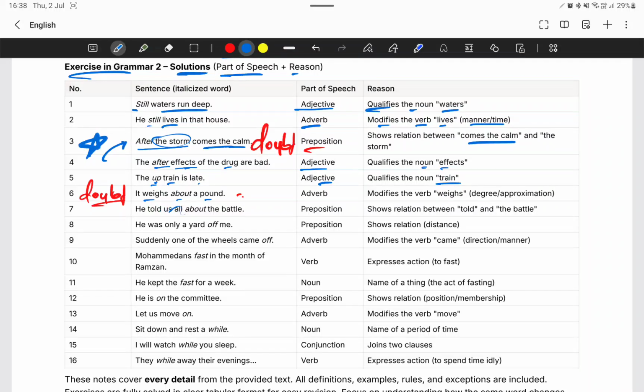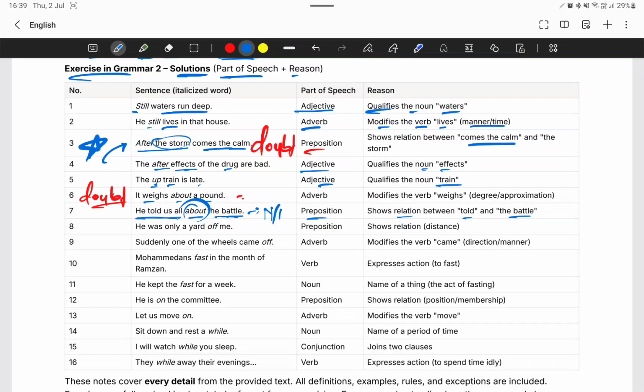Next, he told us all about the battle. About the battle. There is the battle, that is a word, a noun actually, and there is something else, like a kind of sentence or whatever it is. When something else is connected or joined to a noun, then the joining word is called a preposition. So it shows the relation between told and the battle. This is the noun, or this would be a pronoun too.